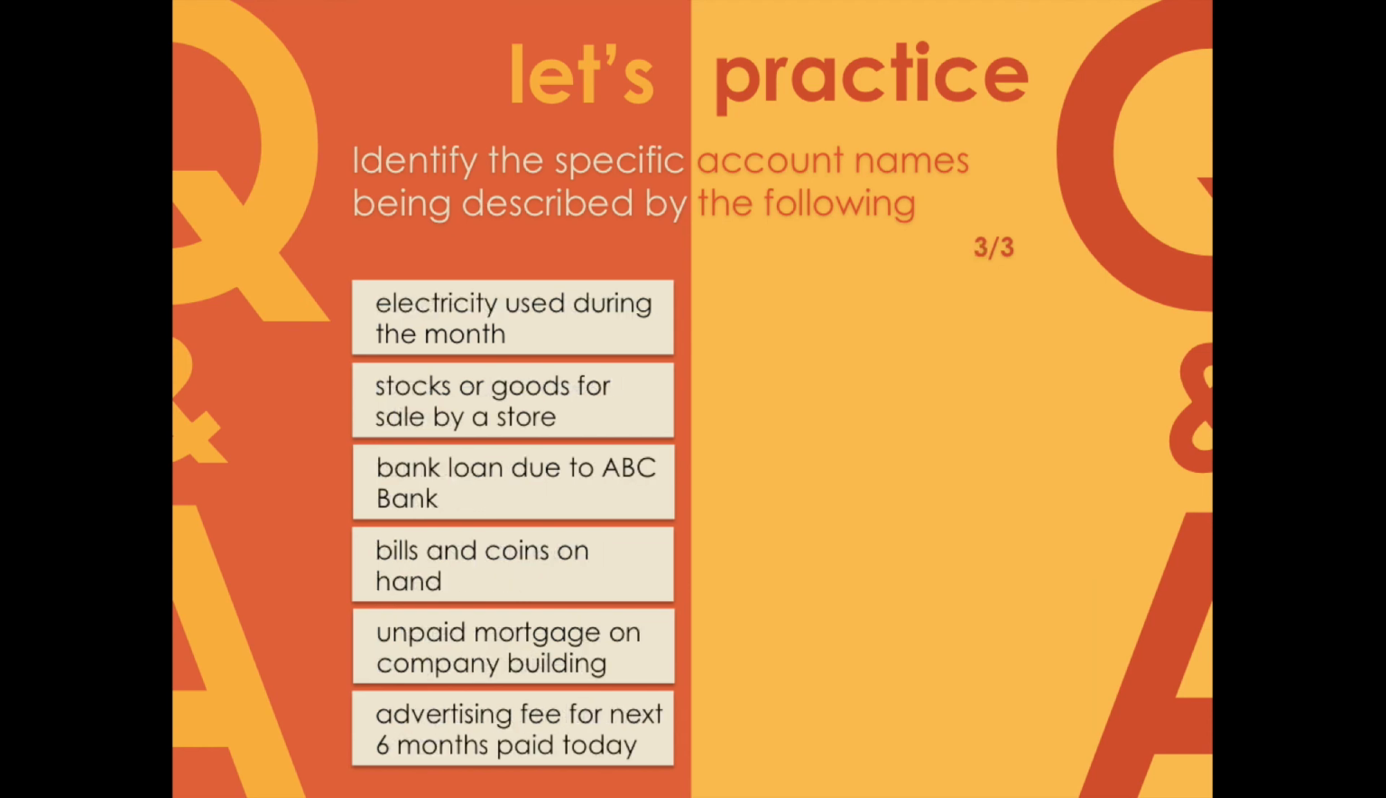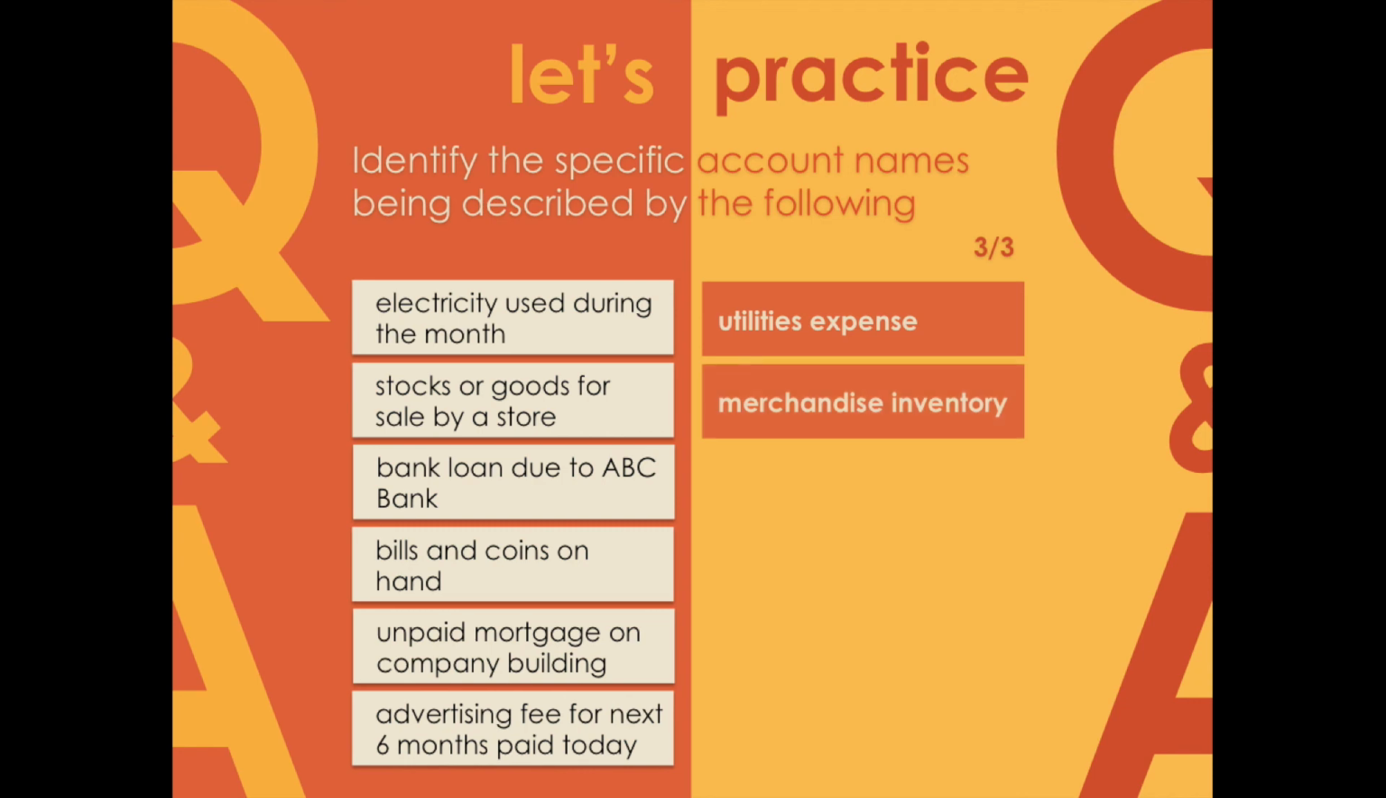Okay, next, electricity used during the month. Again, we see the word used, so this must be an expense. And what type of service was used? Electricity. So the correct answer is utilities expense. Moving on, stocks or goods for sale by a store. The correct answer is merchandise inventory.